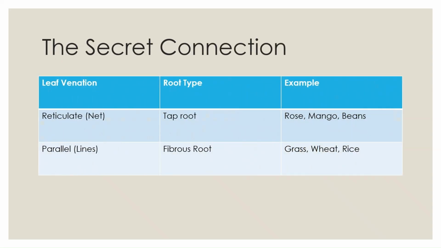Here is a secret trick for you. You can guess the type of root without pulling the plant out of the soil. Just look at the leaves. If the leaf has a net design, the plant will have a taproot. If the leaf has parallel lines, then the plant will have fibrous root. This is simple.